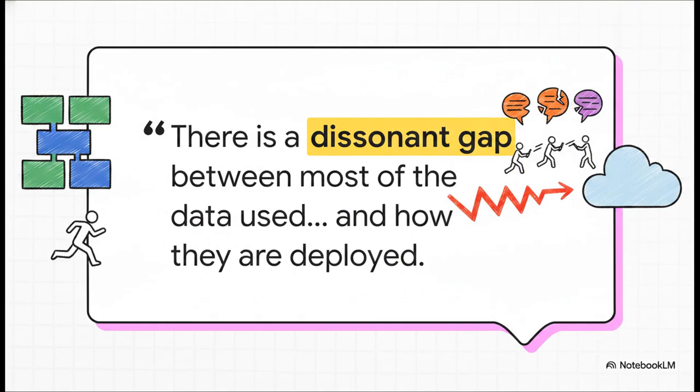And there's a great quote from the ICLR 2026 Outstanding Paper Committee that really hits the nail on the head here. They noted a dissonant gap between most of the data used for LLM training and how they're deployed. Basically, we train these models on perfectly structured, complete sentences. It's like training them for a 100-meter sprint. But then, in the real world, we deploy them and force them to run a relay race, handing them incomplete instructions over and over again.